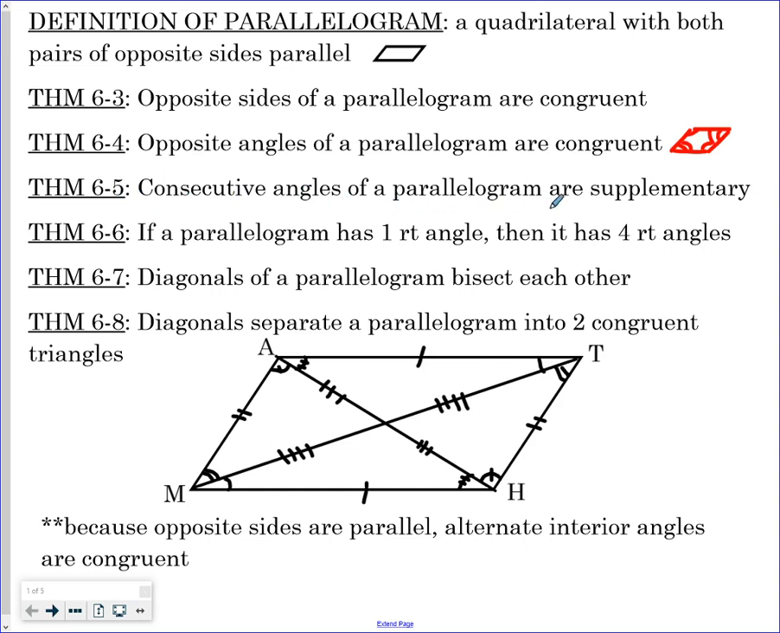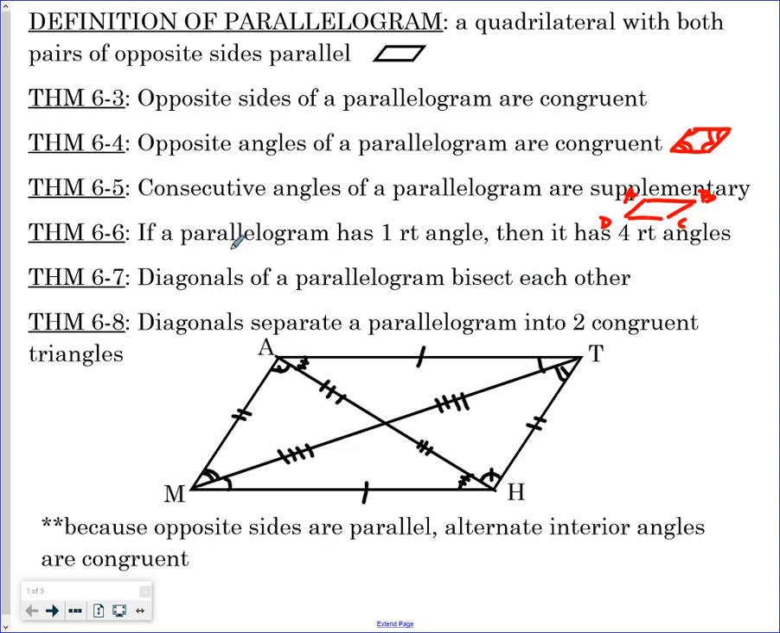6.5, consecutive angles of a parallelogram are supplementary. So consecutive angles would be like, if I draw, let's call it A, B, C, D, okay? Consecutive angles would be like A and B. Consecutive means not opposite, it means next to, whether you're going clockwise or counterclockwise. Supplementary means what? Add up to 180, right? So angle A plus angle B add up to 180. Angle B plus C add up to 180. C plus D add up to 180. D plus A add up to 180.